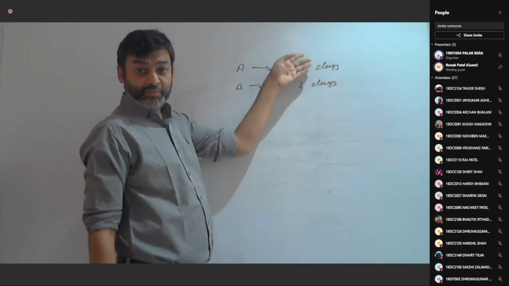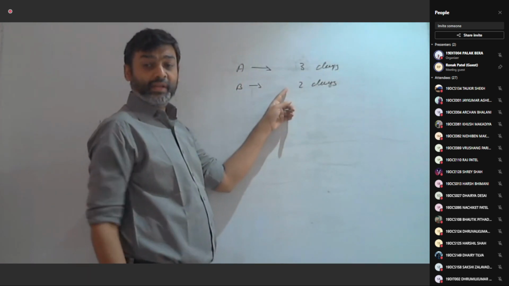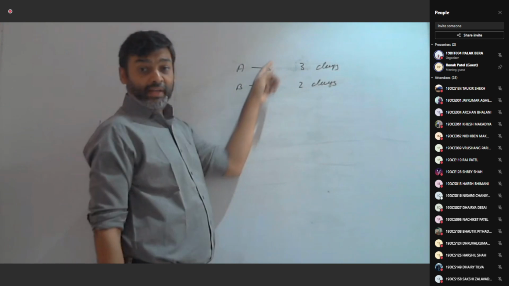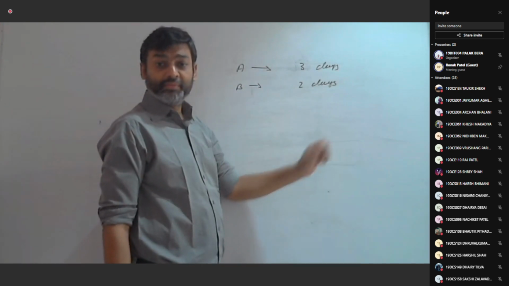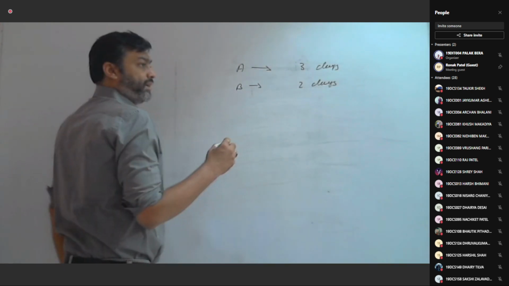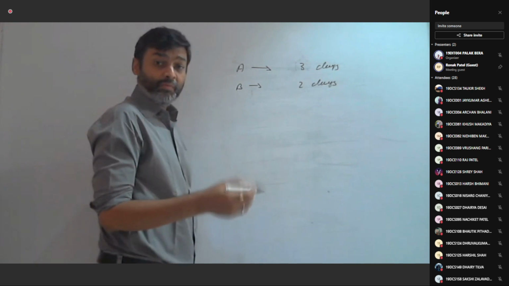And let me think in this way. Suppose A doesn't work and only B works. He can complete in 2 days. So if A helps him, it will be still less than 2 days. So in that case, what to do? You convert days to work.